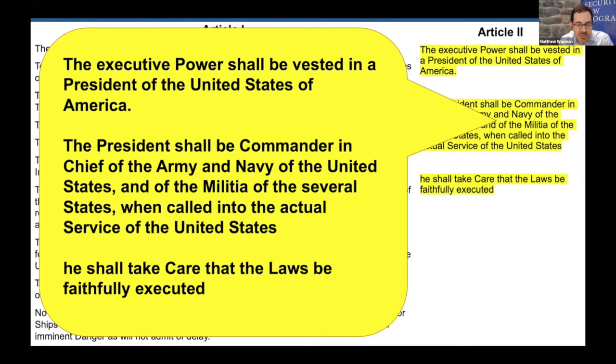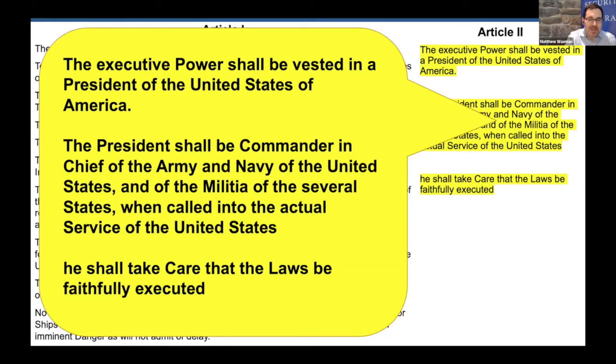Again, those arguments will be the subject of lectures 2 and 3, but the point here is that these clauses in Article 2, I think, are very textually ambiguous, and they're later interpreted very broadly by the executive branch when it comes to matters of war and the military.